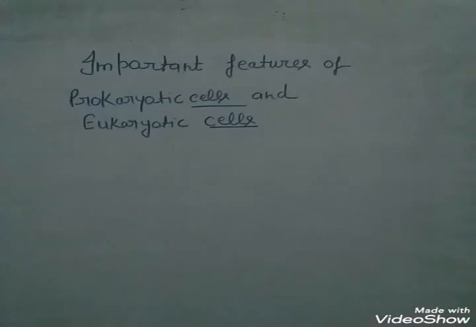Reproduction in prokaryotic cells is asexual, but in eukaryotic cells reproduction is of both types, asexual and sexual. The most important cell organelle is the mitochondria, which helps in respiration in animal and plant cells.